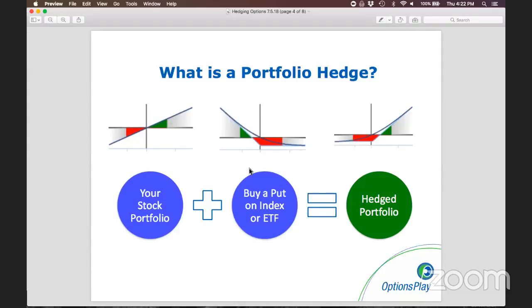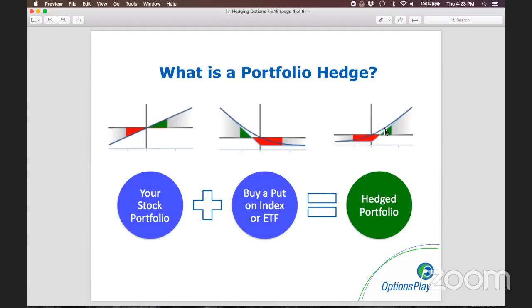What we're doing in conjunction with your stock portfolio is buying a put on an index or an ETF that tracks your portfolio. We'll talk a little bit about that in a second, but it's a very simple put strategy. You're buying a put for the portfolio that you own, and the resulting trade is a hedged portfolio that gives you the same upside.